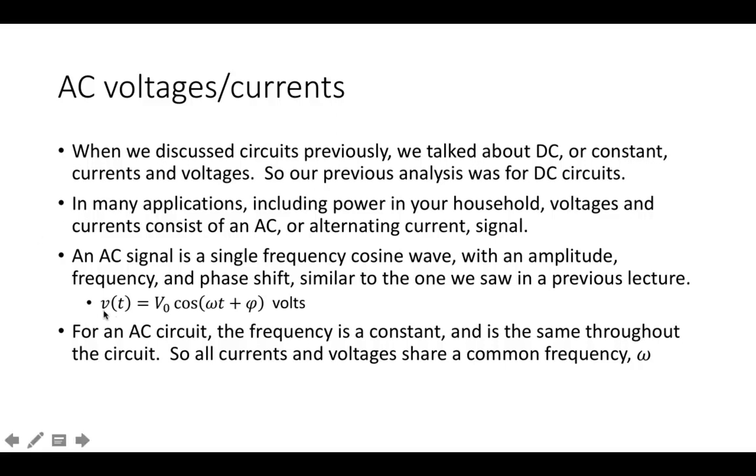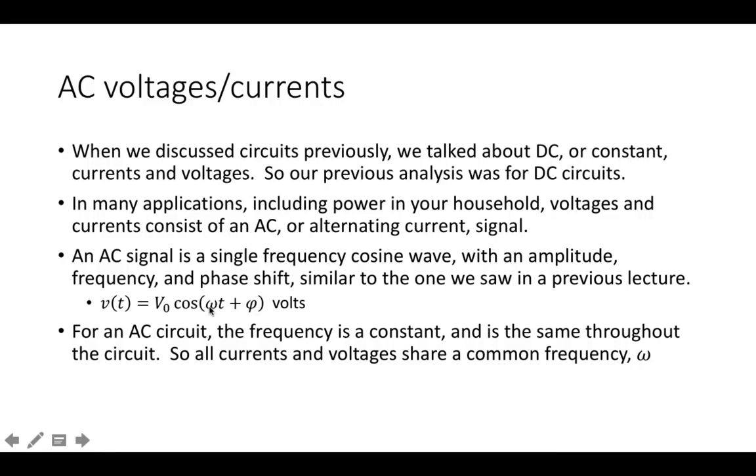So here is an expression for voltage as a function of time for an AC voltage. In this particular expression, we have some amplitude or magnitude, V sub 0. Then we have the cosine of omega t, where omega is a frequency in radians per second. And then we may or may not have a phase shift phi.